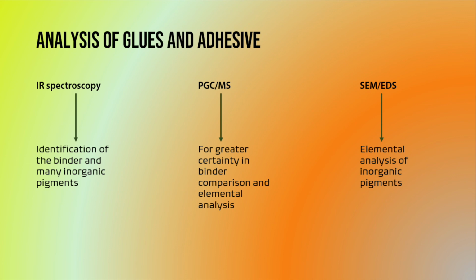There are three types of analysis of glues and adhesives. The first one is IR spectroscopy, which is the identification of the binder and many inorganic pigments. The second one is PGC and MS, which is for greater certainty in binder comparison and elemental analysis. And the last one is SEM and EDS, which is the elemental analysis of inorganic pigments.